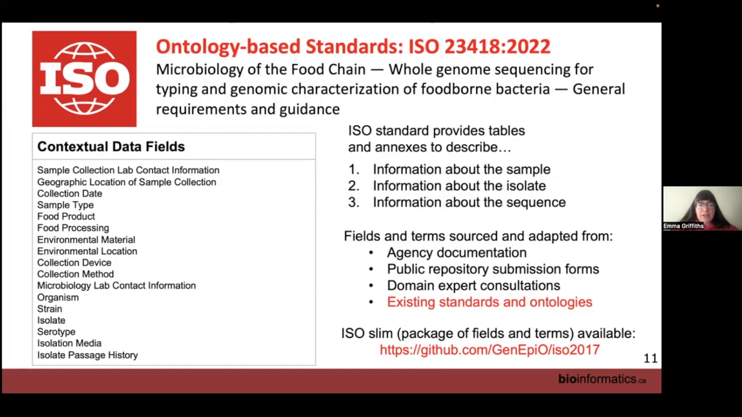And really the crux of the matter is that the metadata component consists of a series of tables and annexes that contain fields that describe the sample, the isolate, and the sequence. There's a sample of the contextual data fields in the box on the left-hand side of the slide to give you a bit of a flavor of what the ISO standard contains. And all of the fields were decided on after a lot of review and consultation, and that's a big part of standards development. These are all ontology-based, and there is a software file called an ISO SLIM, where subsets of ontology terms have been brought together into a package, and that's included with the documentation of the ISO standard, and different labs can implement that ISO SLIM however they see fit in order to meet the requirements of the ISO standard.